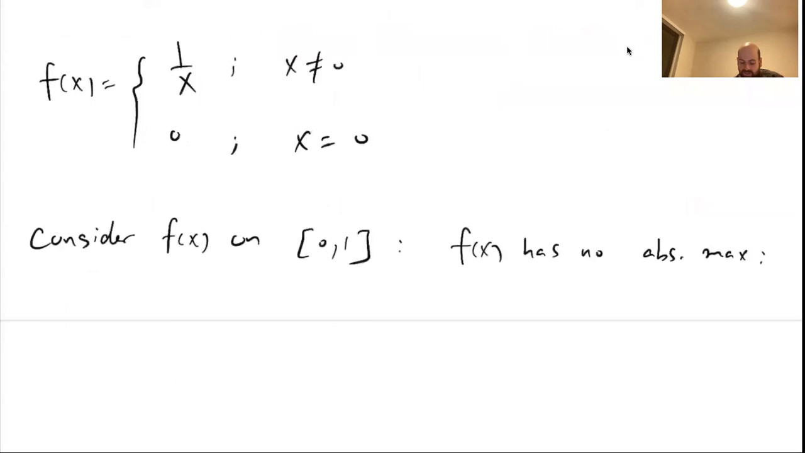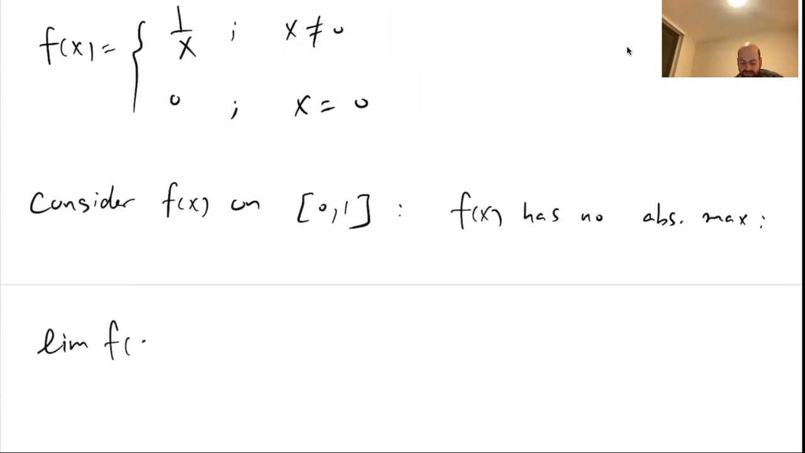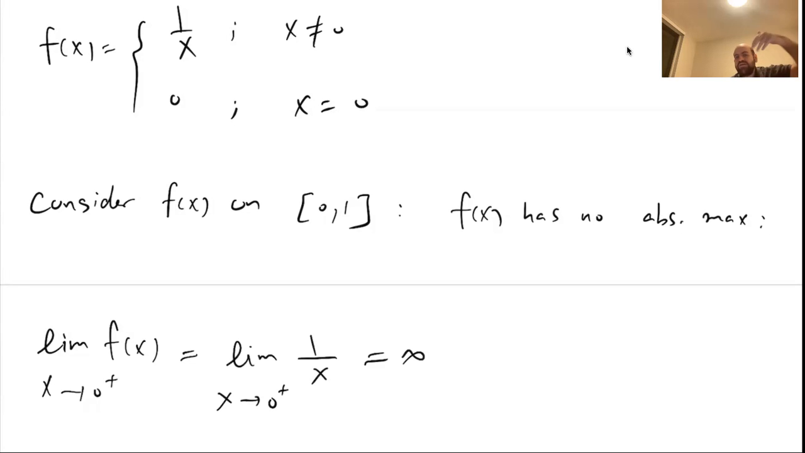Why? Because when we look at the limit of f of x as x approaches 0 from the right, if x is a little bit bigger than 0, then the formula for f of x will be 1 over x, and the limit of 1 over x as x approaches 0 plus is infinity. So that means the value of the function will get bigger and bigger, arbitrarily big, as x gets closer and closer to 0 from the right. So there is no absolute max. There is no largest output because the values will get bigger and bigger. There is no largest output for f of x, and therefore f of x has no absolute max.